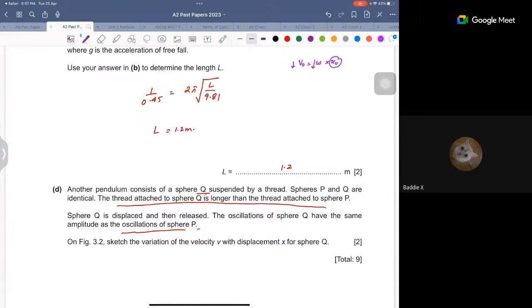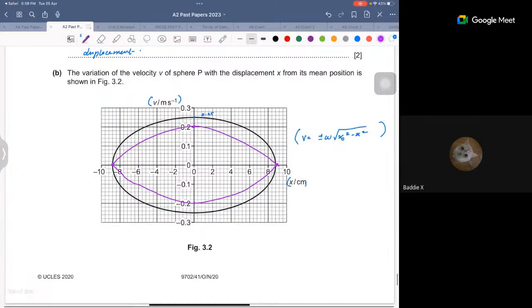Sir, could you repeat part D again? Part D, yes. So basically in the question, this whole circle represents v naught equals omega times x naught, right? It says that Q has a longer length now, but they share the same amplitude. Same amplitude means both have the same x naught value. You get it? So that means that our graph should start from the same x naught values. You understand?